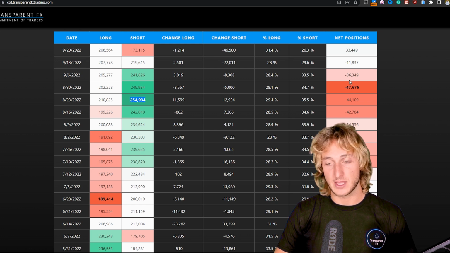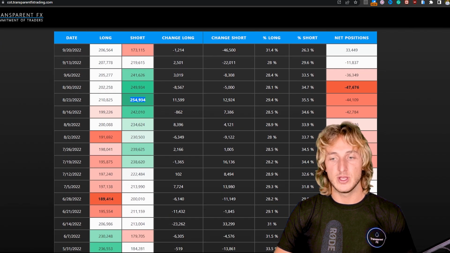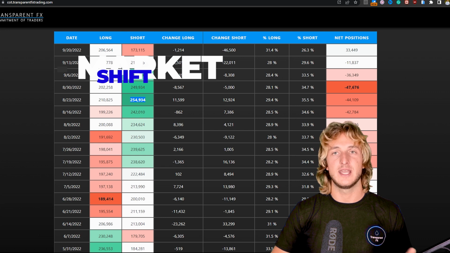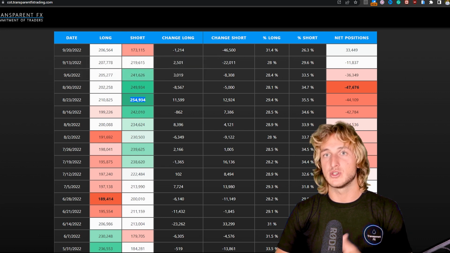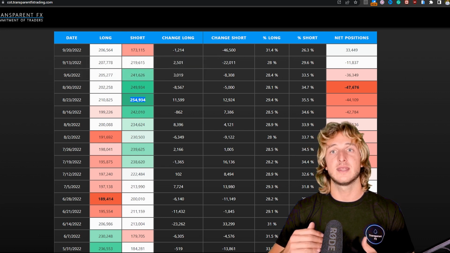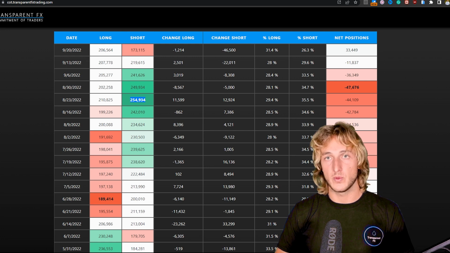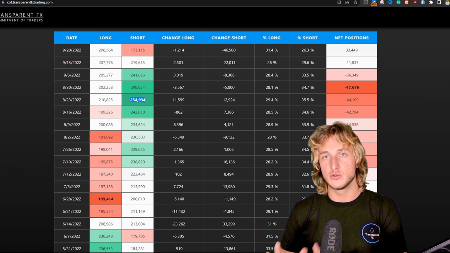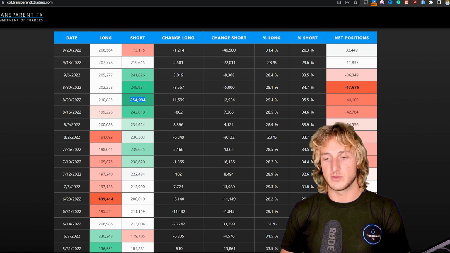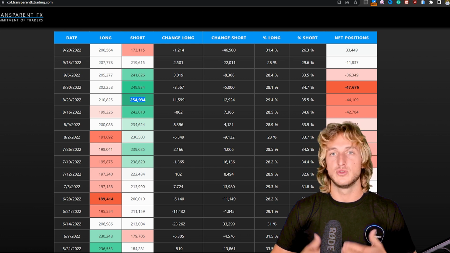So you want to really pay attention to the net positions and realize that, okay, we're actually seeing a shift to the negative side because net positions are decreasing, meaning that the amount of shorts is growing compared to the longs, meaning that from an institutional side of the market, we're seeing a shift to the bearish side.